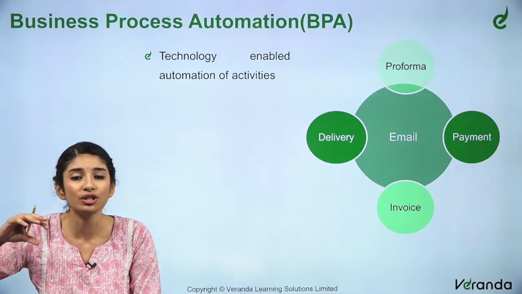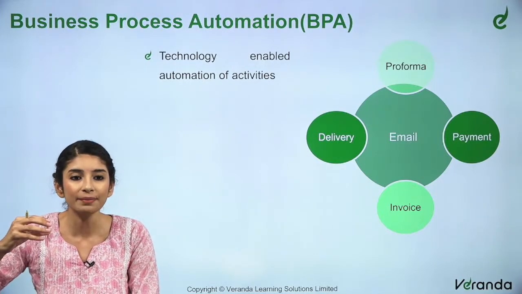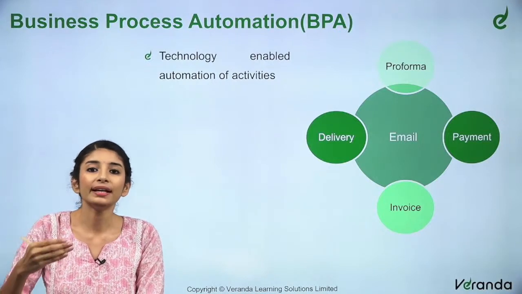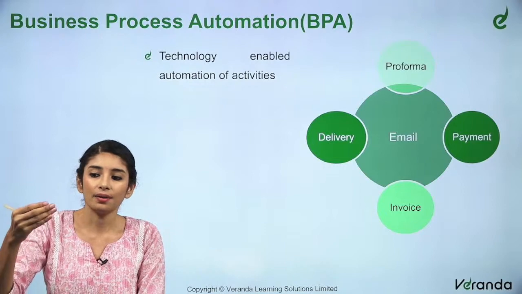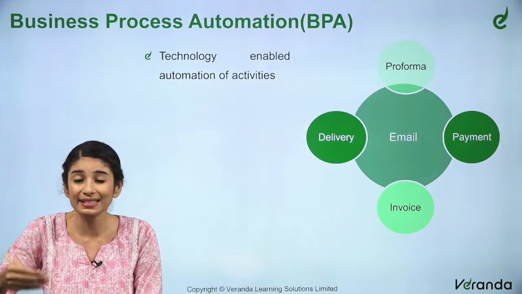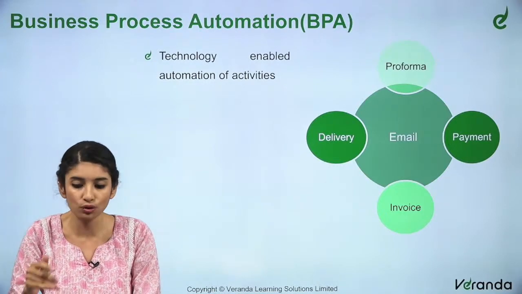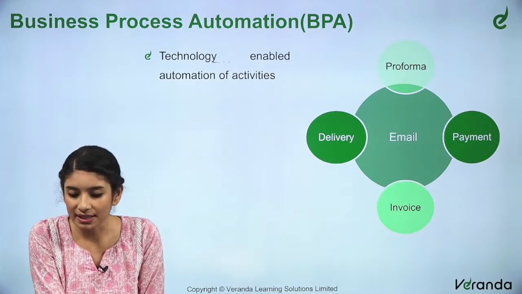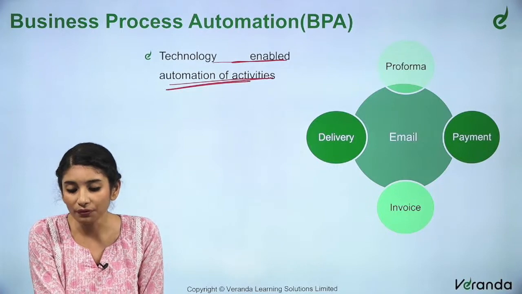What is the meaning of automation? Automating means making it technologically able to do it by itself, making the systems able to do things by themselves. So technology enabled automation of activities.